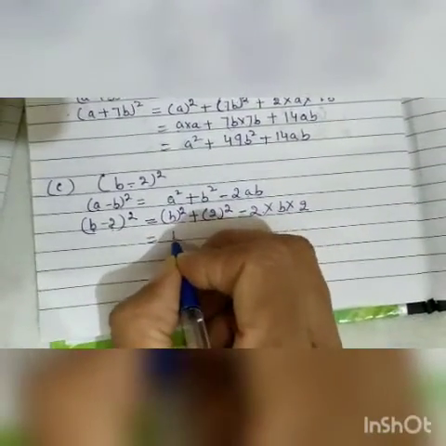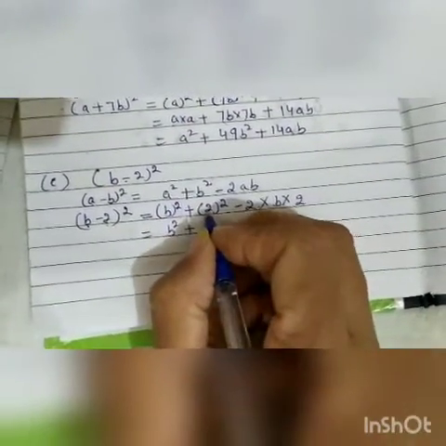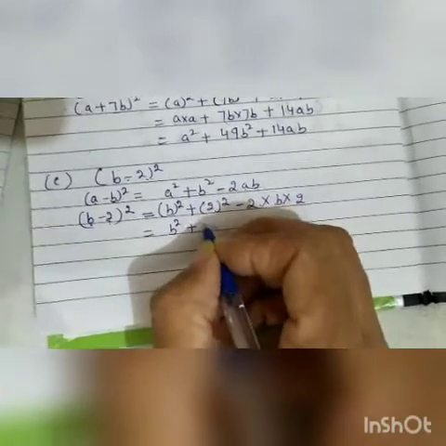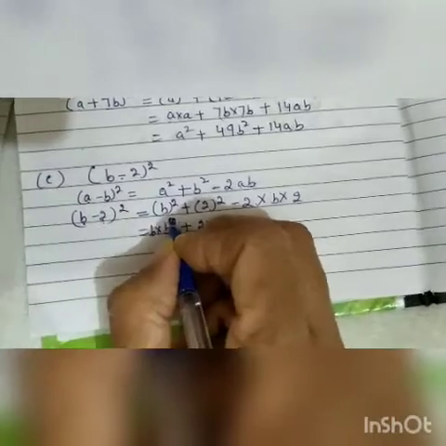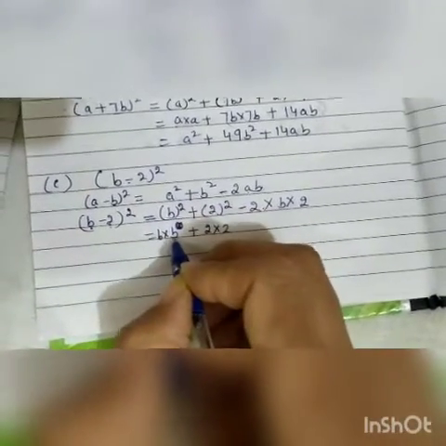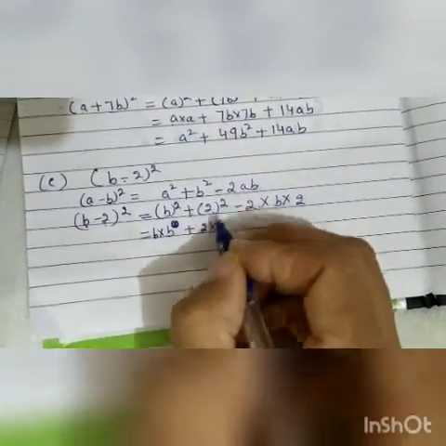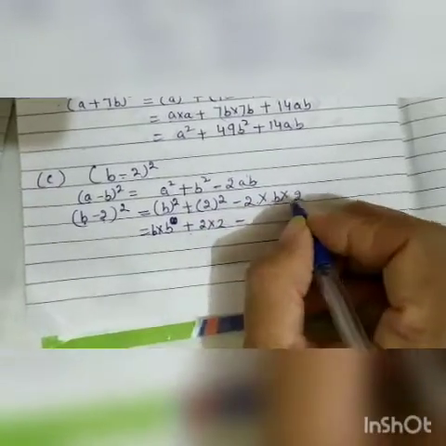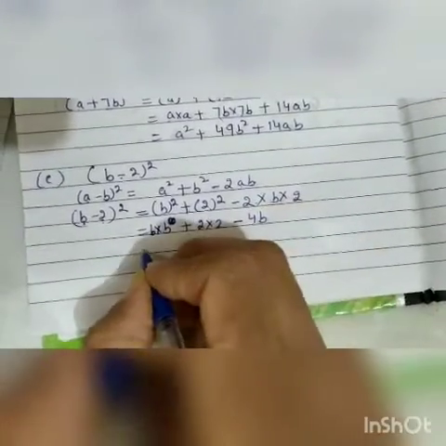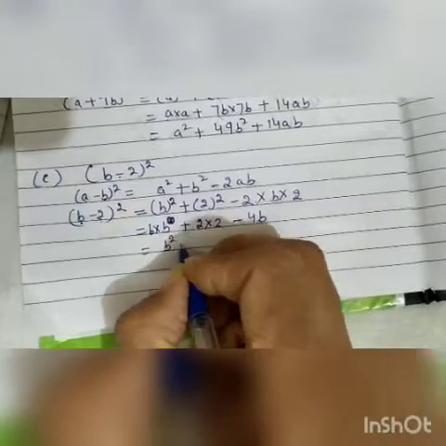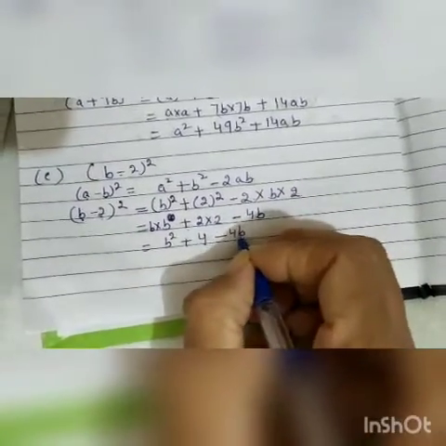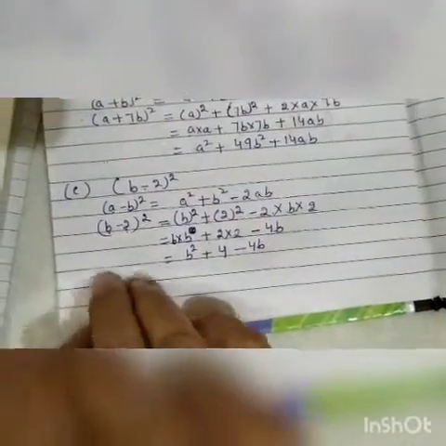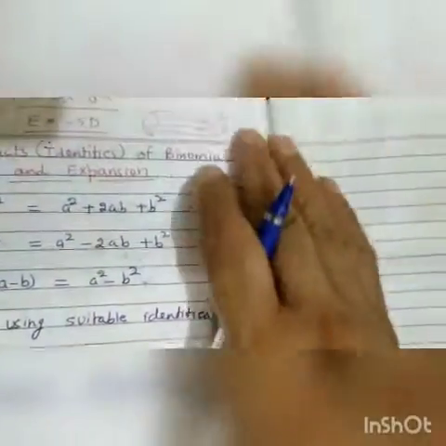It will be B square plus 2 square means 2 into 2. B square means B into B, I am not writing square here, plus 2 square means 2 into 2, minus 2 times 2 is 4B. Now B into B is B square plus 2 times 2 is 4 minus 4B. Clear? Now come to its D part.